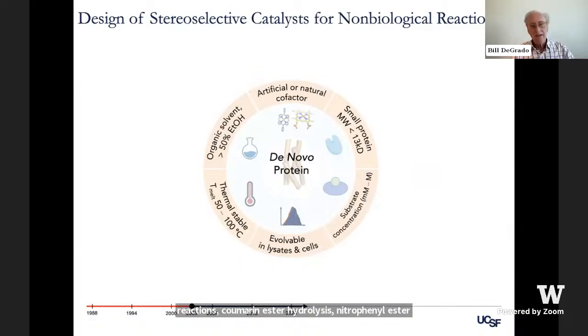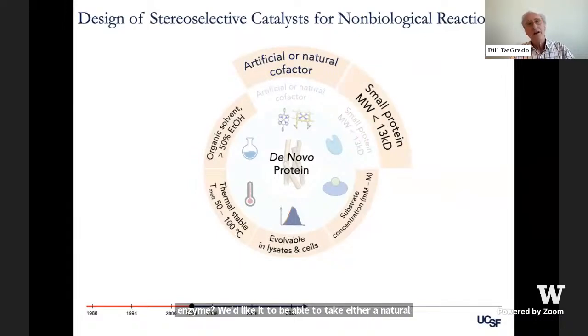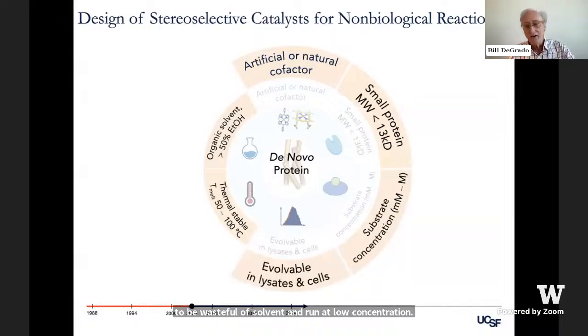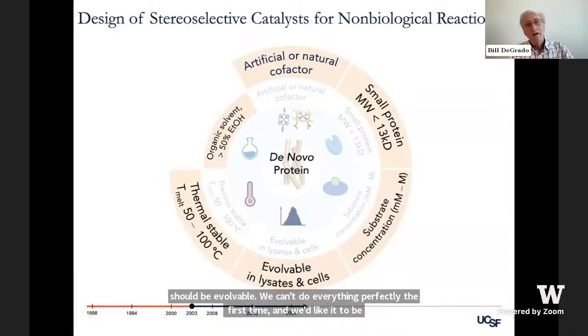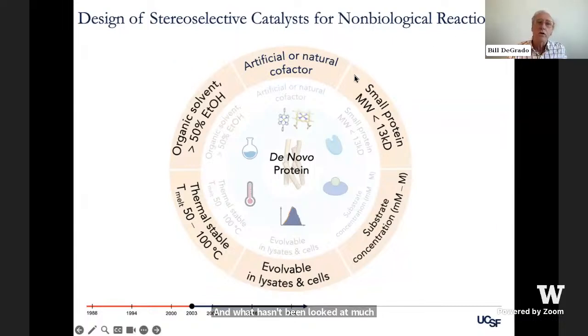We really need to make enzymes that do things that are useful. So we thought about what is everything we want in an enzyme. We'd like it to be able to take either natural or artificial cofactors. It should be small and atom efficient. Substrate concentrations: we need it to work at molar concentration. We don't want to be wasteful of solvent and run at low concentration. It should be evolvable. We can't do everything perfectly the first time, and we'd like it to be evolvable in cells. Thermal stability is, of course, important. And what hasn't been looked at much is stability to organics.